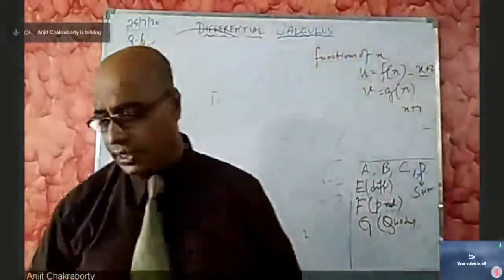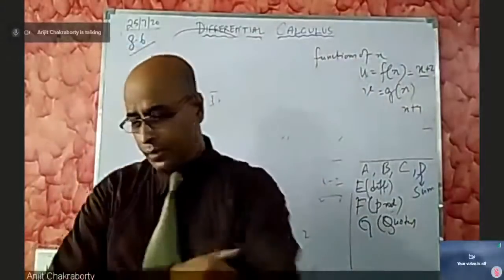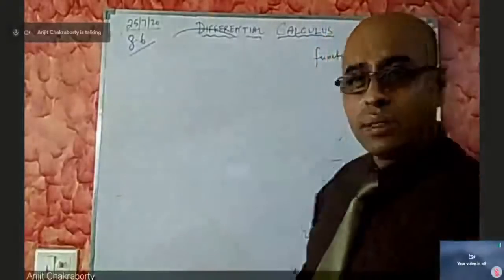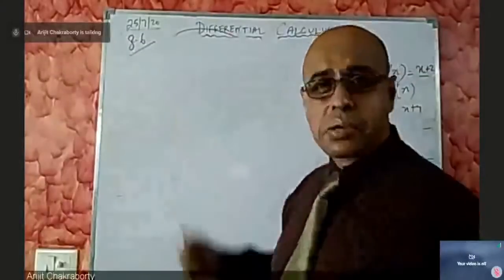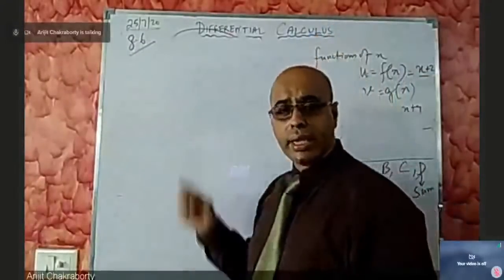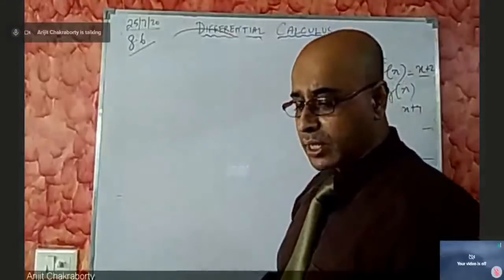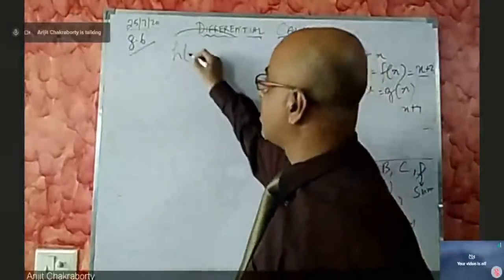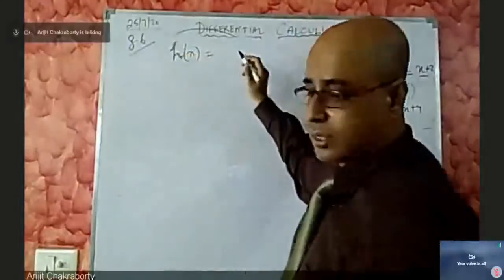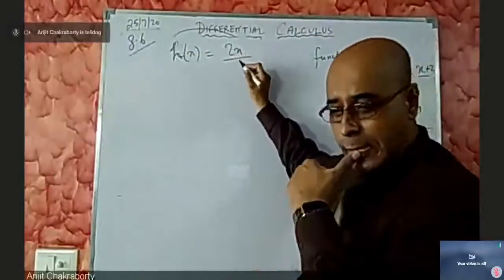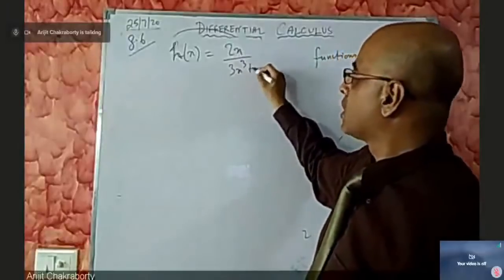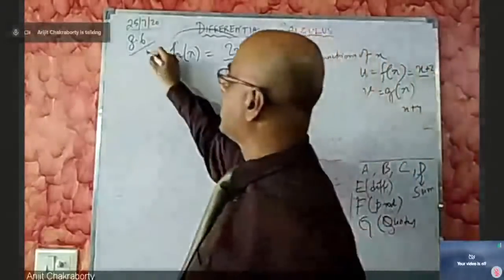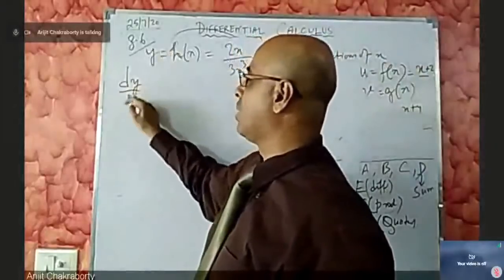And now we will look at another example, a little bit longer problem, not like the immediately last one, x plus 2, x plus 4 was very simple. Let h(x), a function of x, be equal to 2x by 3x cubed plus 7. So we need to find out the differential coefficient of this. So y is equal to h(x), and we need to find dy by dx.